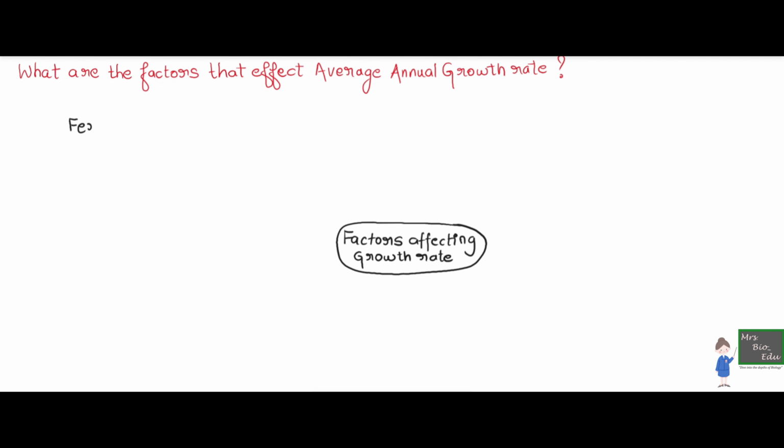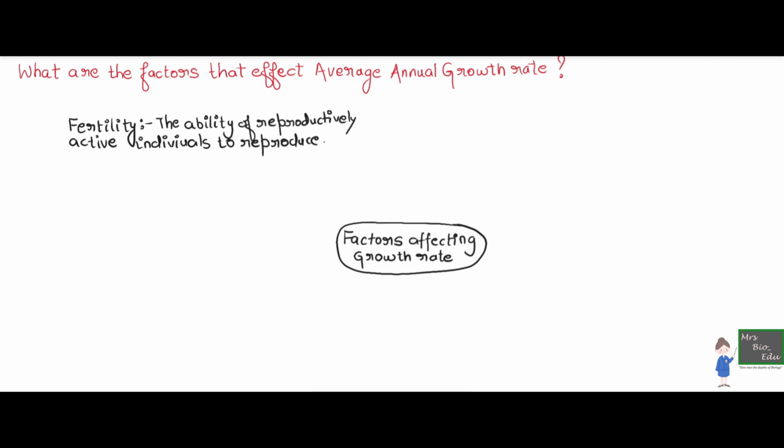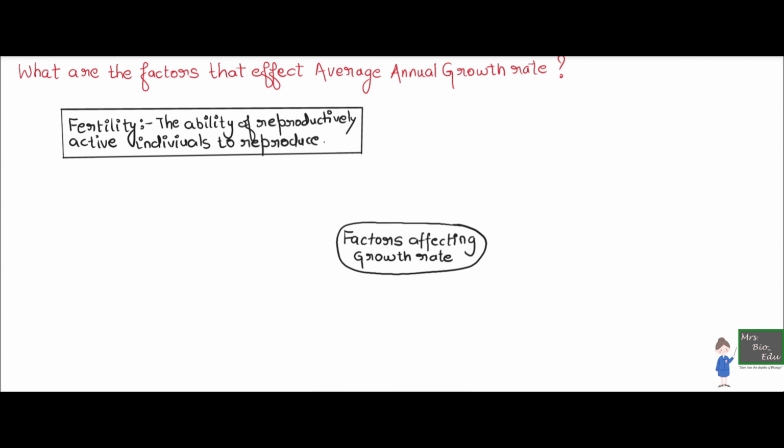The very first factor can be fertility. Fertility is actually the ability to reproduce. So if in a population there are couples that are fertile and we have a lot of such couples, obviously that population is going to increase very rapidly. So fertility is a point on which increase in population depends, especially if we have more fertile couples.